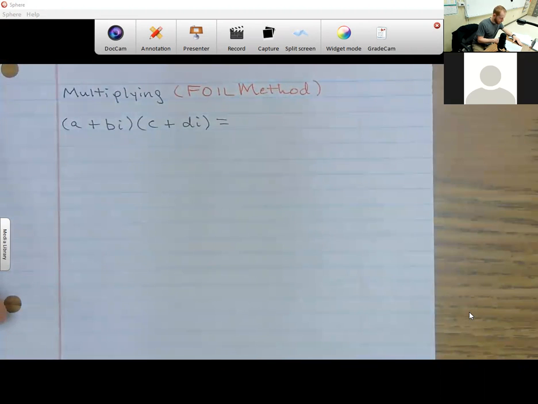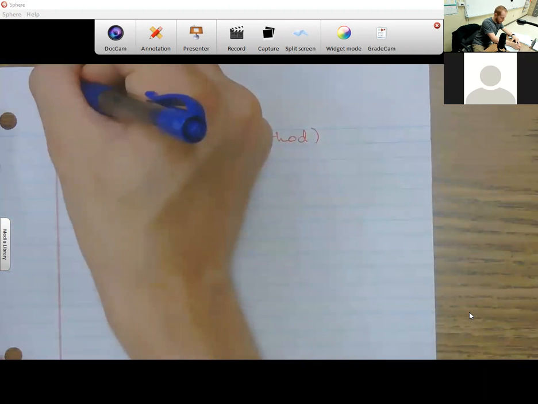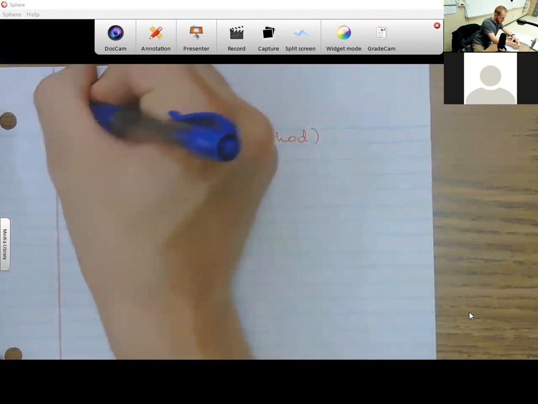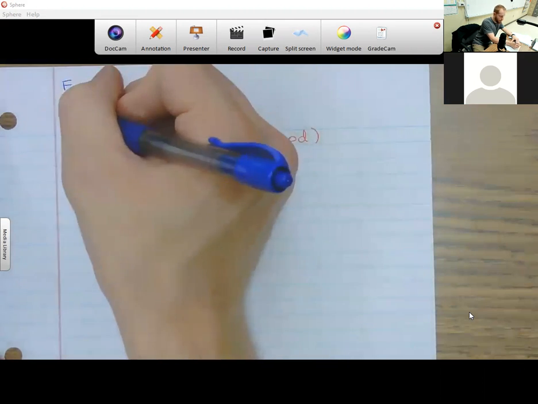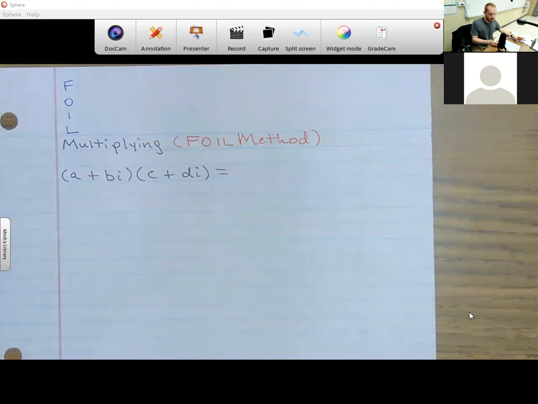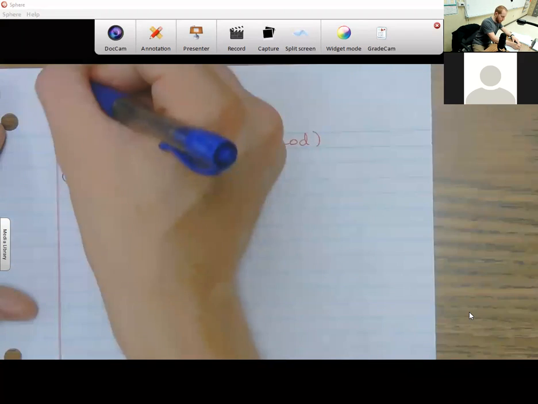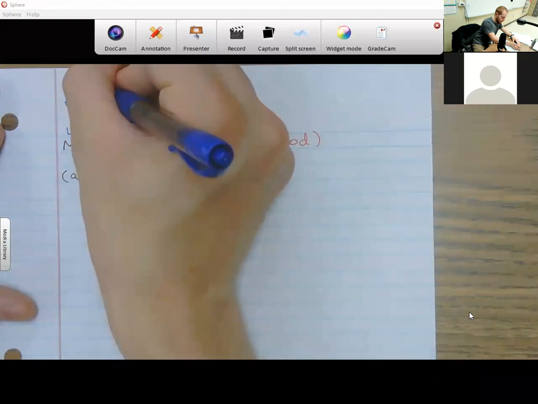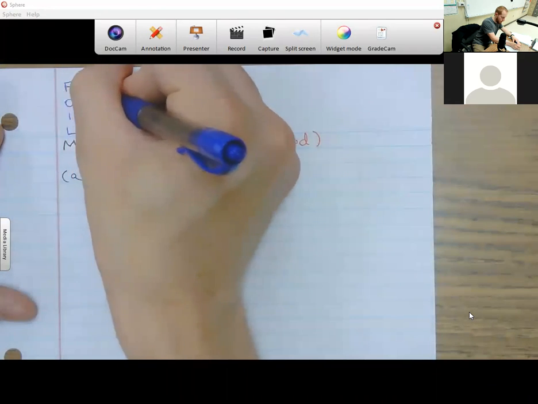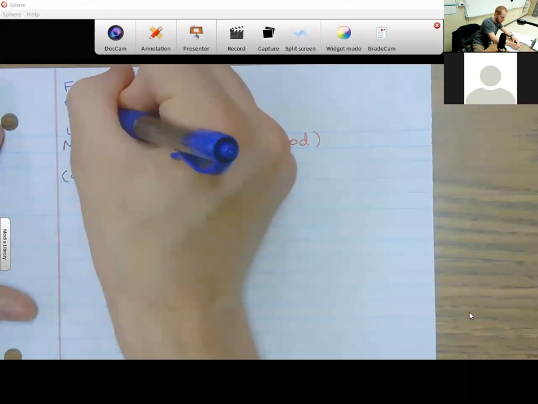All right, so when you're doing the FOIL method, there are 4 letters, right? There's an F, an O, an I, and an L. And all these letters stand for something. It's going to be first, outer, inner, last.